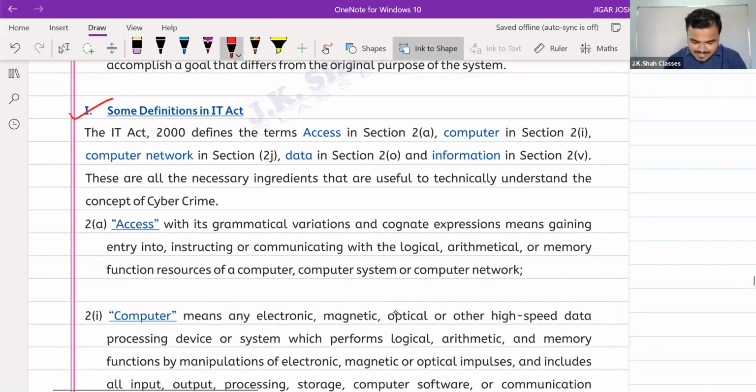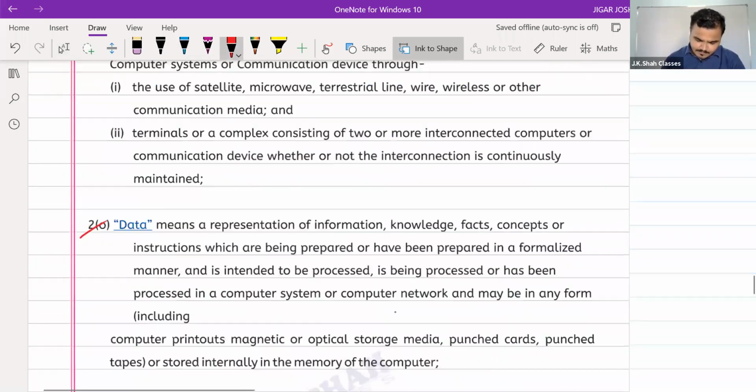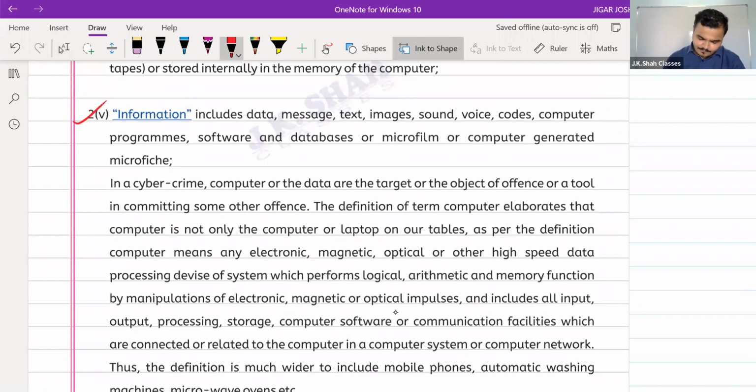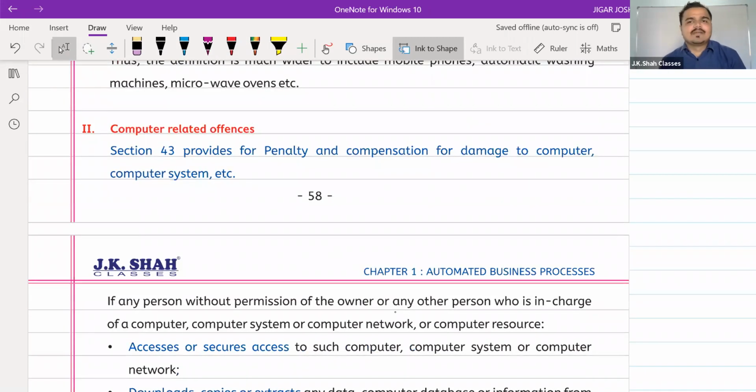Some of the definitions are like access, computer, computer network, data, information. That's five or six definitions. You need to do writing practice and you need to remember them. I'll first explain one by one the very important concept which is right now, that is computer related offenses.